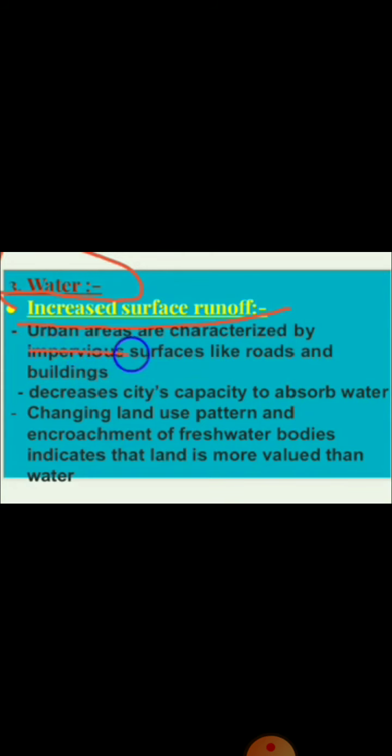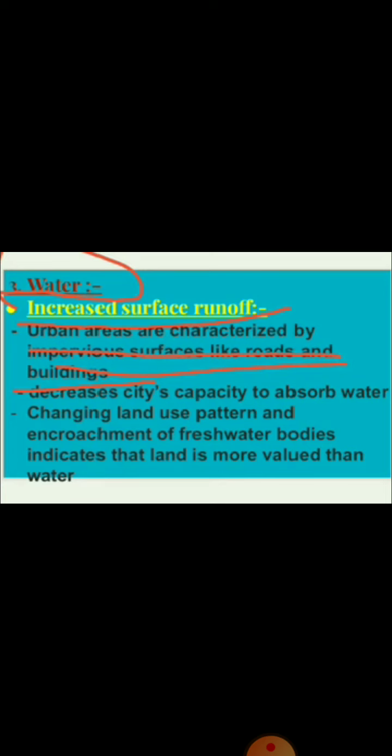Urban areas are characterized by impervious surfaces like roads, buildings, and concrete areas. These impervious surfaces decrease the capacity of the city to absorb water, making it solely dependent on outflow of surface water runoff. Under such circumstances, even moderate rainfall can lead to major flooding in our cities.